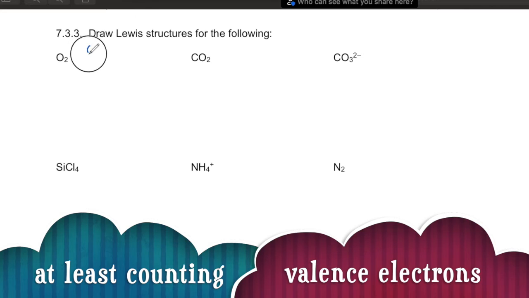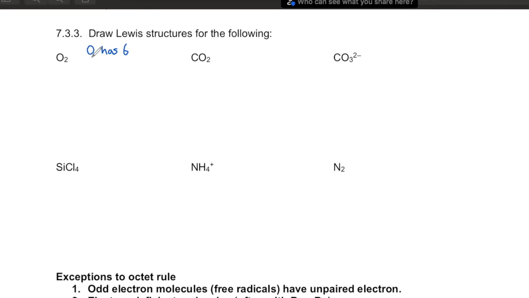Oxygen has 6 valence electrons. So if there are 2 oxygens here, your total number of valence electrons is going to be 12. So then I will connect these 2 oxygens with a single bond. This is the skeletal structure, step 2. And then the third step is to take the other 10 electrons. So we've used 2 out of the 12. We'll take the other 10, 2, 4, 6, 8, 10, and we start putting them around the outside atoms.